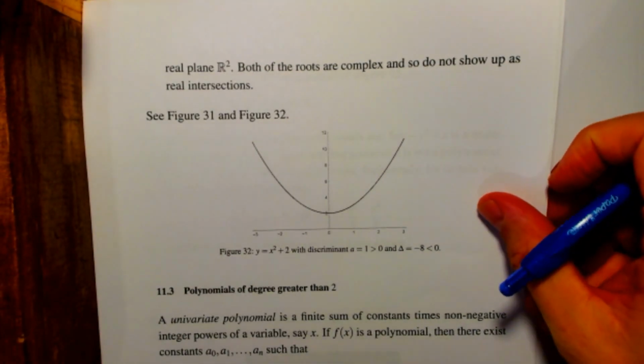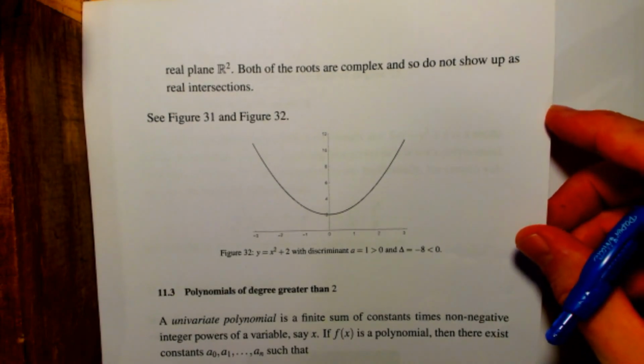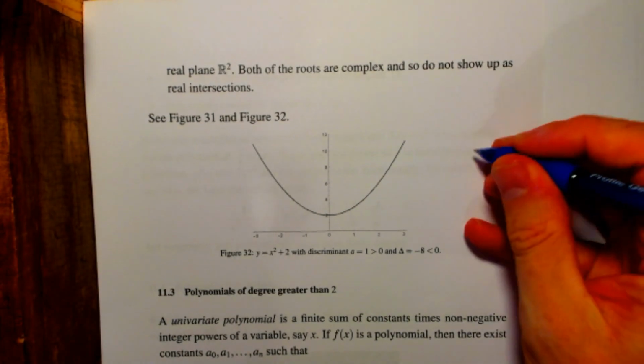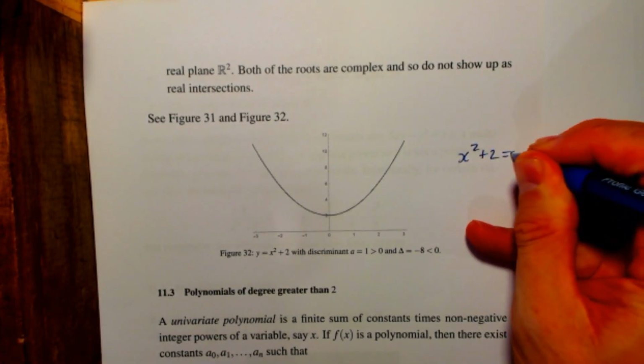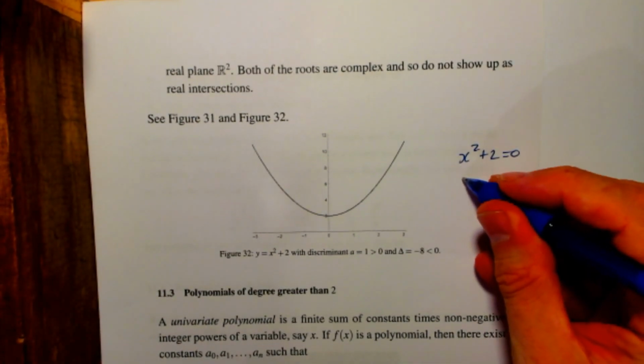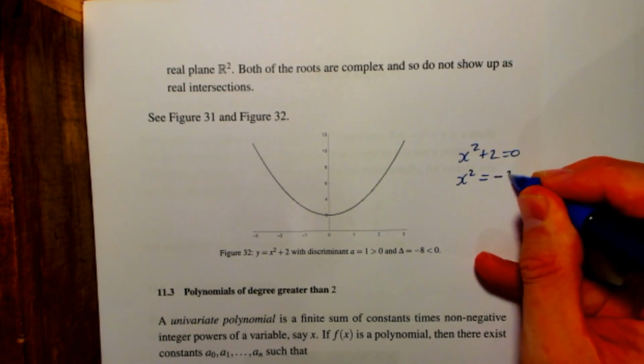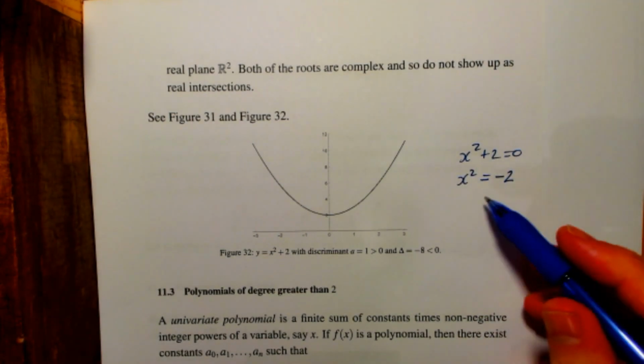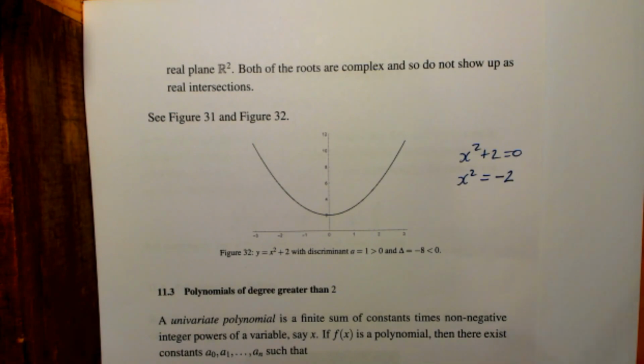Alright, so here's an example of that in figure 31, or 32. We also have it in 31. Okay, so here's figure 32. y equals x squared plus 2. Now you can see if you try to solve this equals 0, so x squared plus 2 equals 0. If we try to solve this for real numbers, we've got x squared is equal to minus 2. Alright, that's a contradiction, assuming that x is real, because squares of real numbers are greater or equal to 0, and this clearly is not.